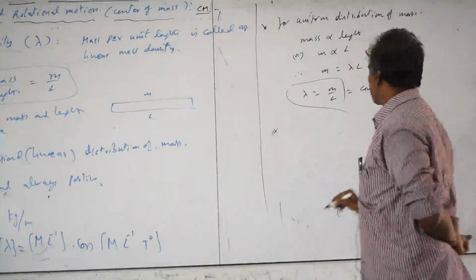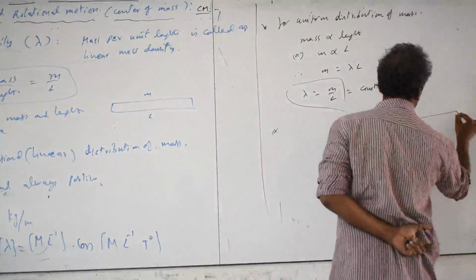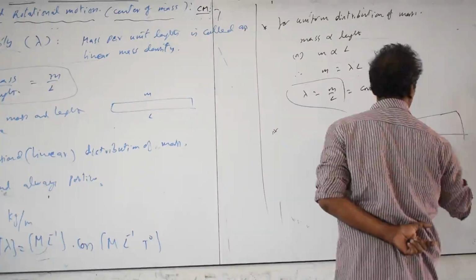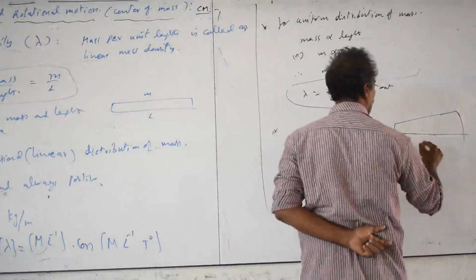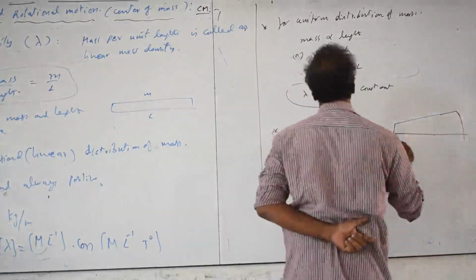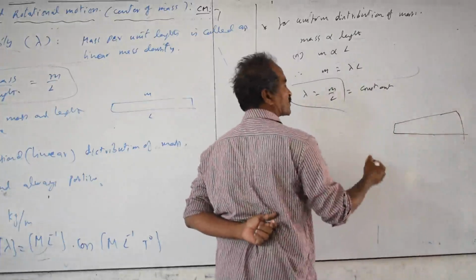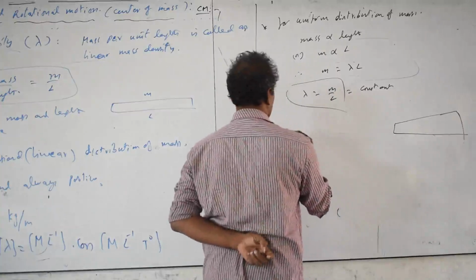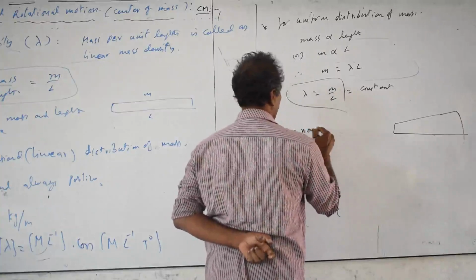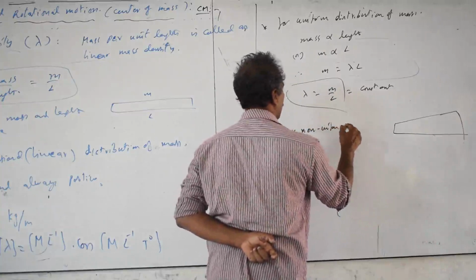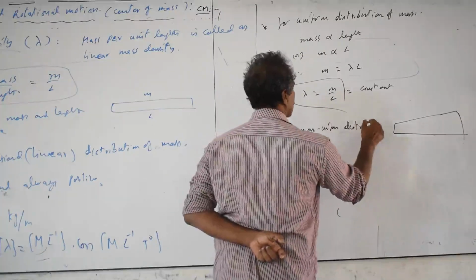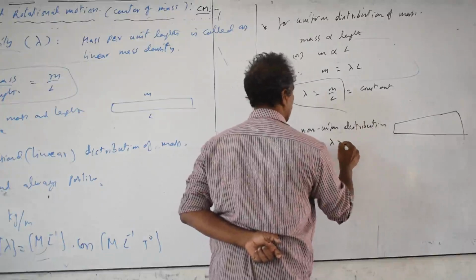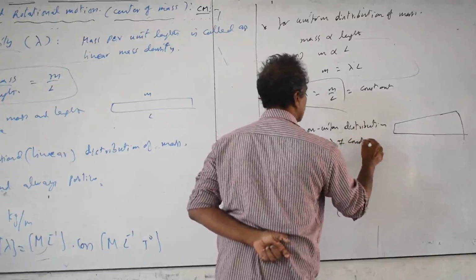If there is non-uniform distribution of mass, I take a rod with different masses like this. Here mass is different, here mass is different. Center of mass is always close to the large mass side. This is a non-uniform distribution of mass. In such cases, lambda is not a constant; it changes from point to point. For non-uniform distribution of mass, lambda is not equal to a constant. Mass is not proportional to length.